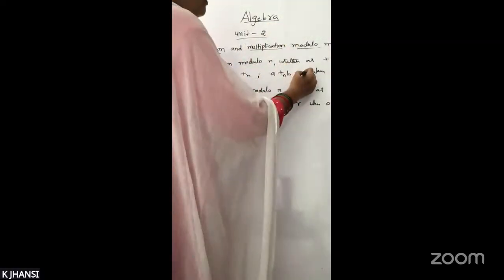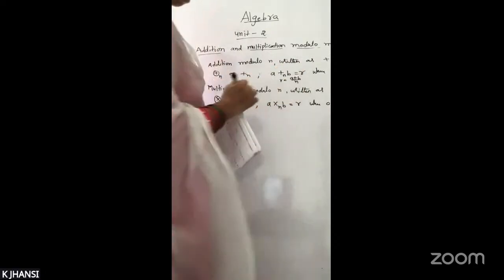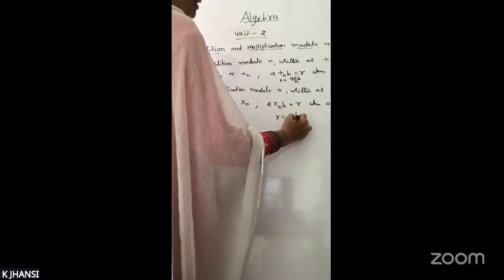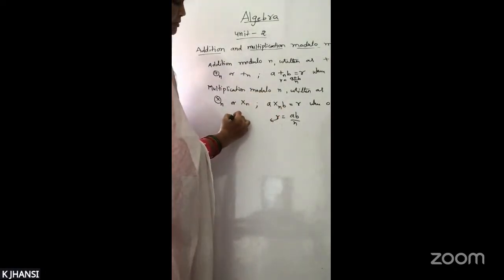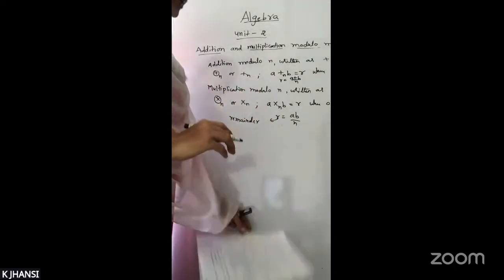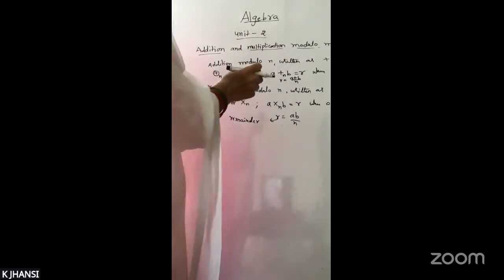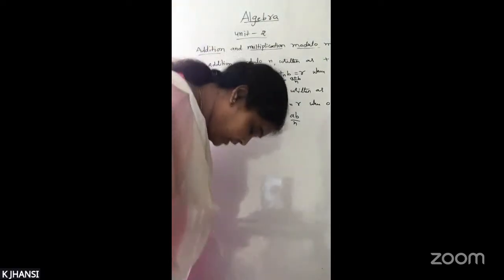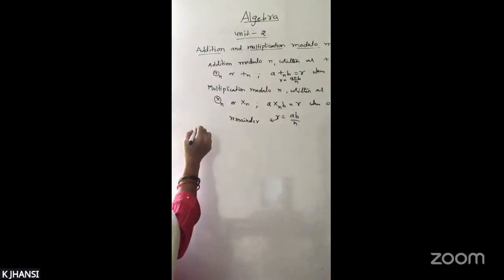So whatever r is there, you will get that as a plus b divided by n. And whatever r is there, r is equal to ab divided by n, where r is the remainder. Whenever two integers are divided by n, we get the resultant, that is the remainder here. You can take the examples here.